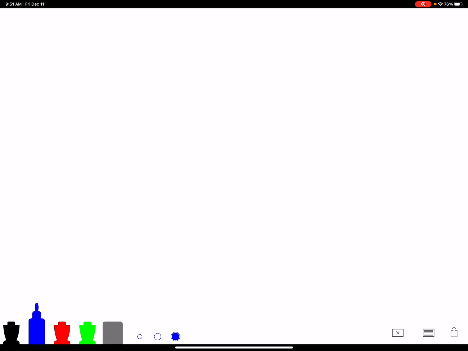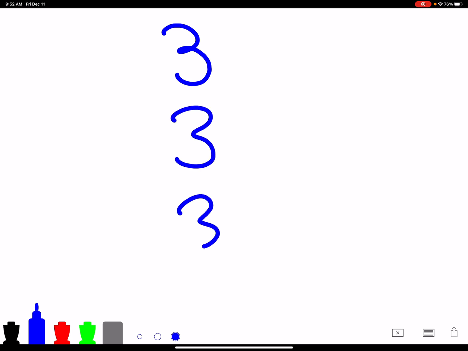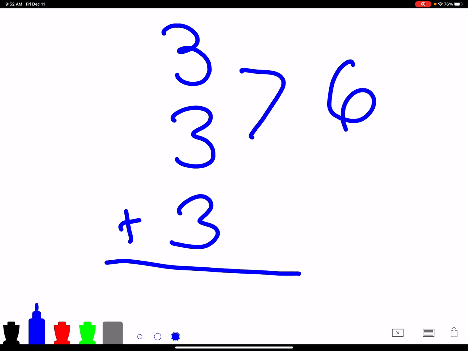Okay, and we begin adding with 3-digit numbers and adding problems. So we have 3 plus 3 plus 3. Kind of like our doubles. So if we already know our doubles, 3 plus 3, what's that? 6. 3 plus 3 is 6. So now we have 6 plus 3.